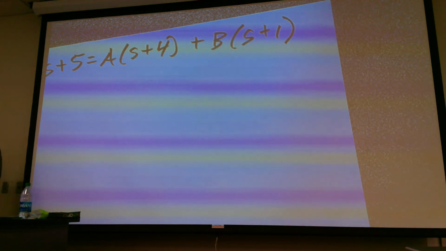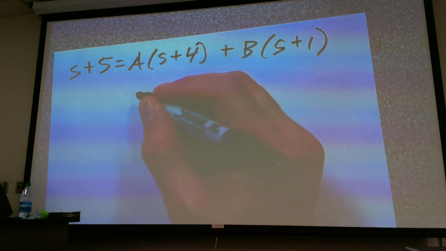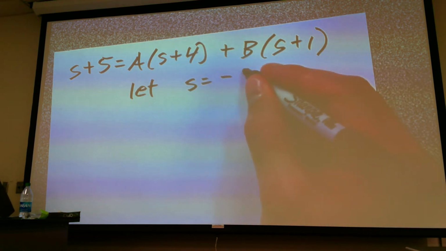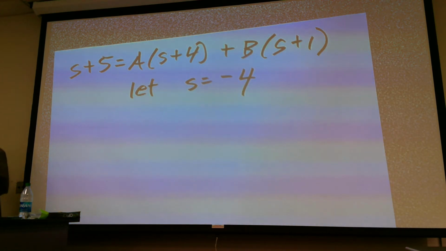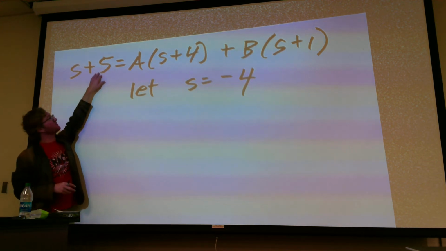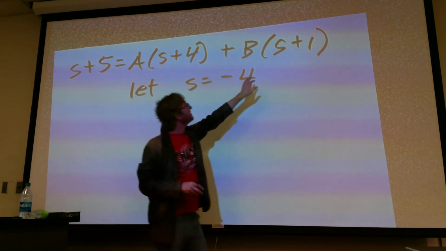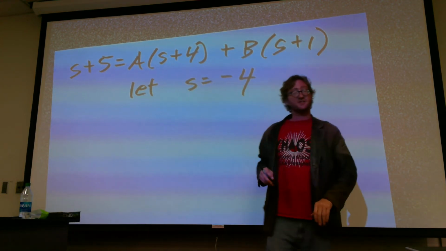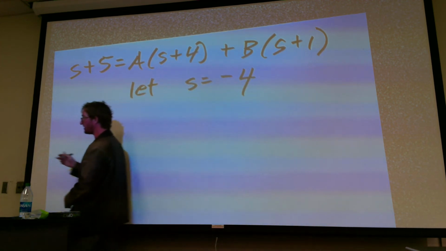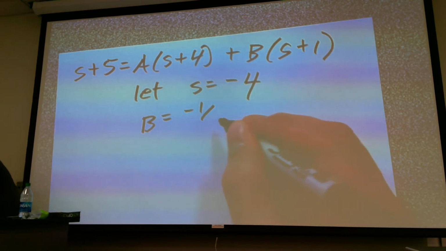Okay. All right, now these guys have real distinct roots, so let's just use them. So the first one I would do is let s equal -4. Okay. So if I let s equal -4, this is just going to become 1. This guy's going to disappear. And then this is going to be -4 plus 1, which is -3. So you have a -3 and a 1, so that's going to become -1/3. B is going to equal -1/3.